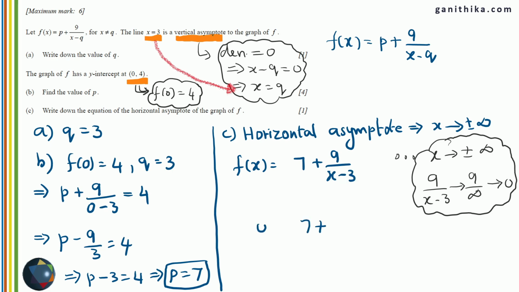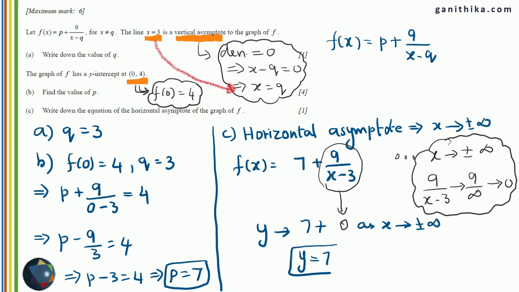So we have y tending to 7 plus this part becomes 0. So y tends to 7 plus 0 as x tends to infinity, which means y is equal to 7 is the horizontal asymptote. So we have the equation of the horizontal asymptote.